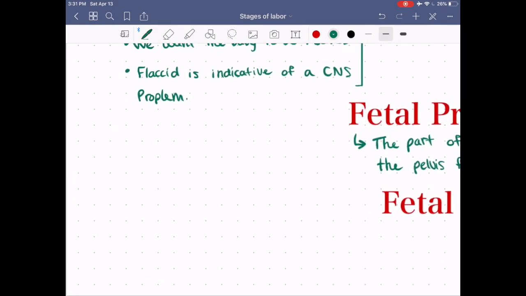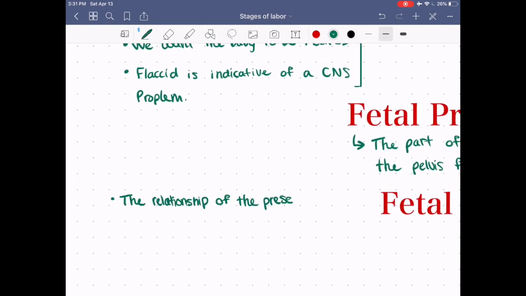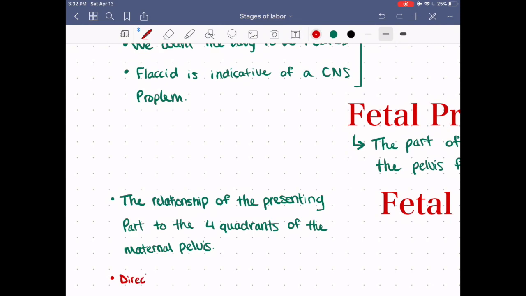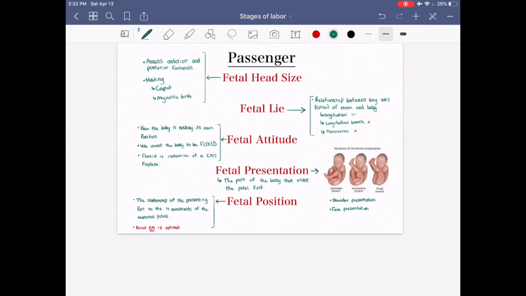Next, we have the fetal position, the relationship between the presenting part and the 4 quadrants of the maternal pelvis. And so we do this based on a 3-letter system. The first letter is going to indicate the presenting part on the left or right side of the maternal pelvis. And then the second letter is going to be the presenting part. So if it's the occiput, we put O. The third letter is the position of the presenting part in relation to the mother. So is it anterior, is it posterior, is it transverse? So optimal birthing position is going to be direct OA, direct occiput anterior.